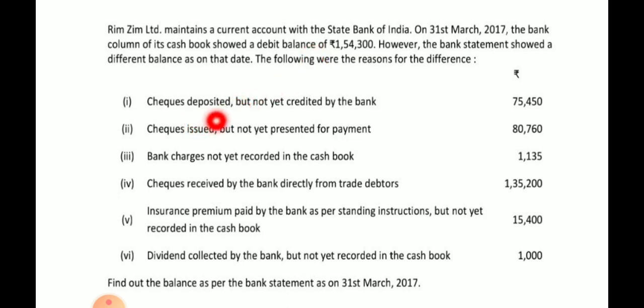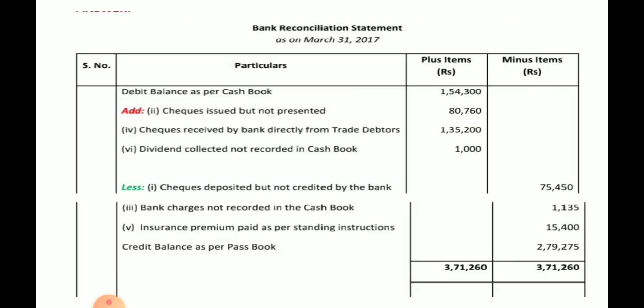So, check deposited but yet not credited by bank. You deposit the check but still the bank has not credited it in your account. So because of this transaction your balance will be upgraded, so it will be written in the minus column. You can make this question by making two columns, add and less, and in the less column first is 75,450, as the debit balance is written at the topmost in the plus column.